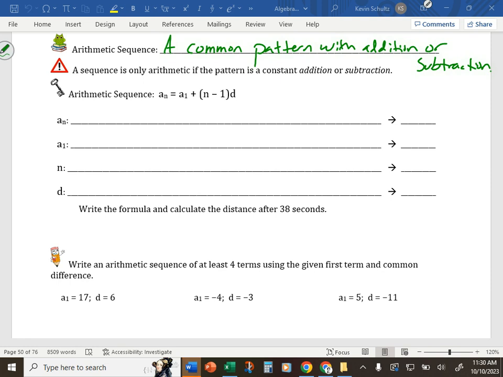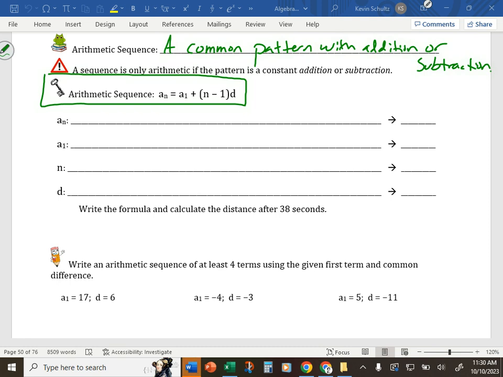Okay? And what the arithmetic sequence formula is, and it's a key point, so please put this on a help sheet when you make it for the test. AN equals A1 plus the difference, n minus 1, times D. Yikes, right? Okay, this is a lot.